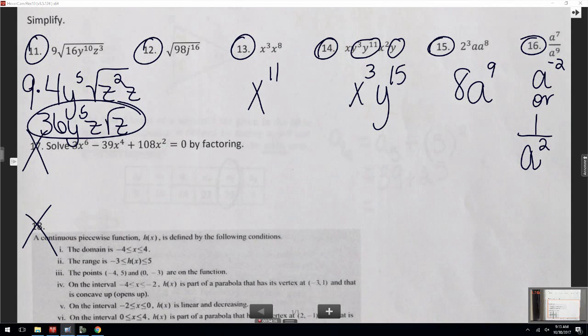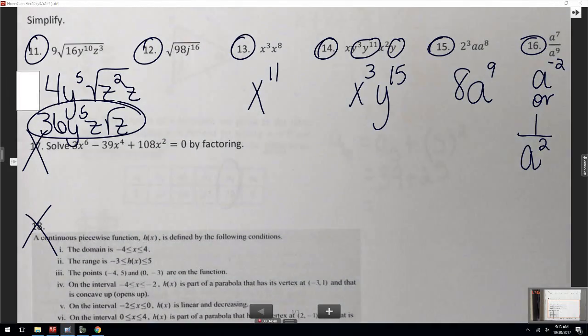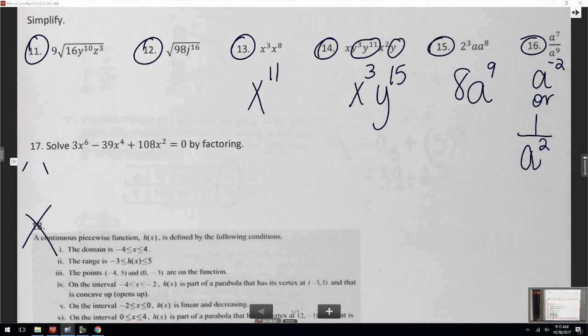All right, what about number 12? 98. Is that a perfect square? Is 98 a perfect square? Nope. Okay. What's the biggest perfect square that goes into 98? Take your calculator. What's the biggest perfect square that divides into 98? So 98 divided by, and pick the perfect square. What you got?